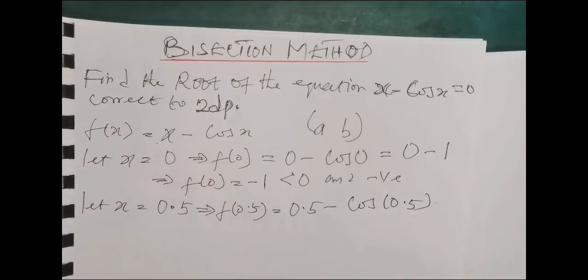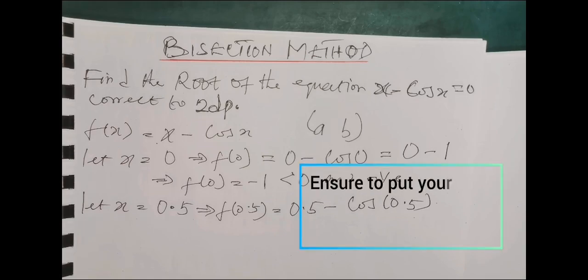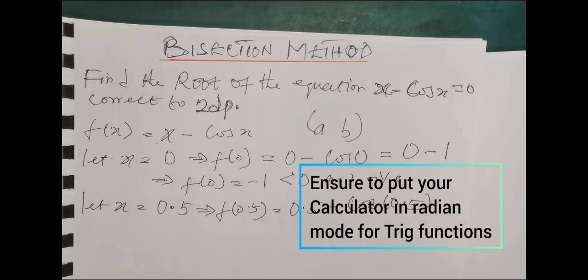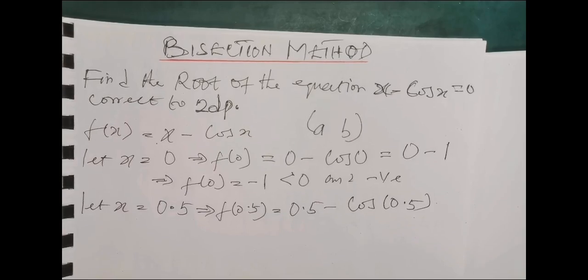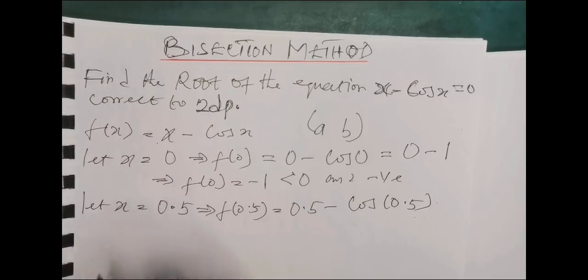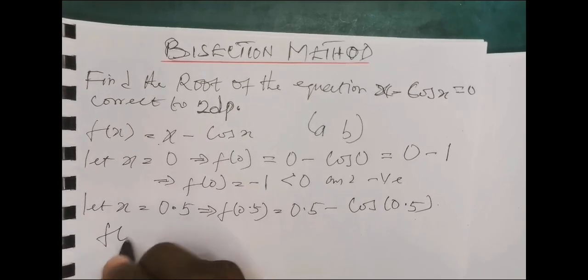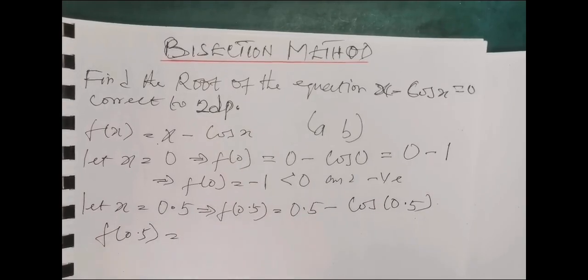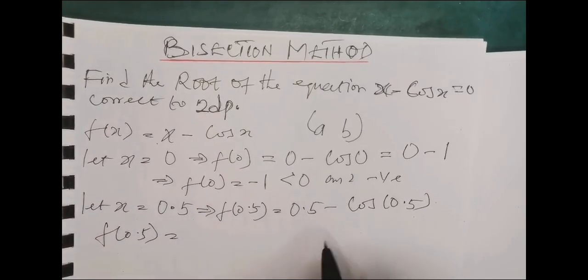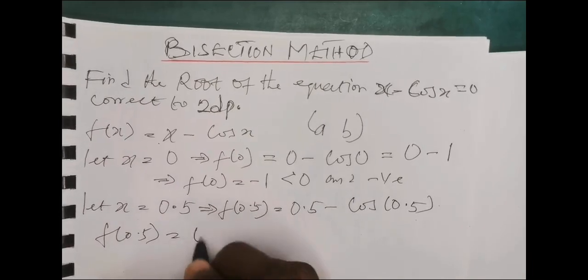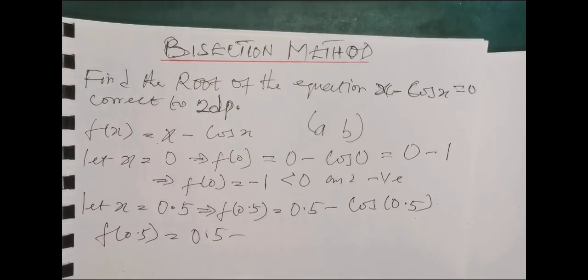And I mentioned in the previous video that if you're solving a numerical method problem, especially the bisection method, and you encounter a trigonometric function, always put your calculator in radians. So don't just punch cos 0.5, ensure that your calculator is in radians before you punch cos 0.5. Okay, so f of 0.5 is equal to 0.5 minus cos 0.5.